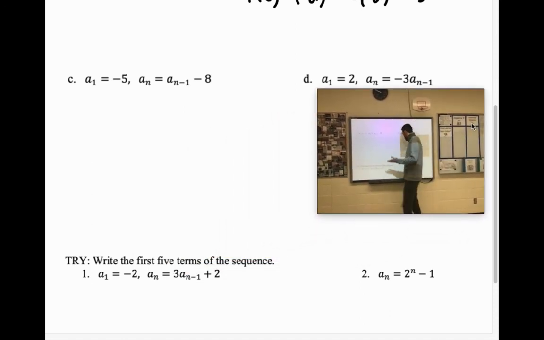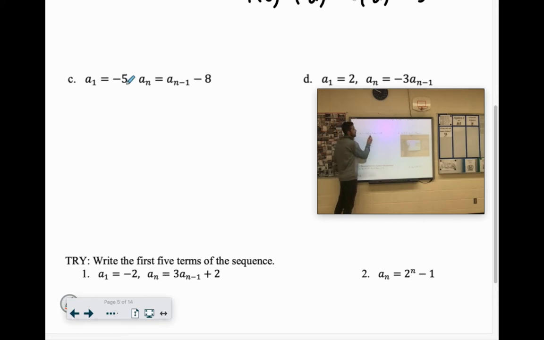So if you see a sub 1, they're saying that is the first term of that sequence. So we already know the first term. And then this a sub n kind of gives you an equation of sorts. So this a sub n minus 1 just means the previous term. So a sub 1 is negative 5.